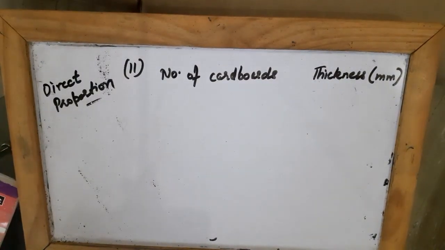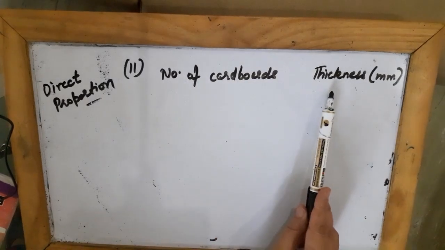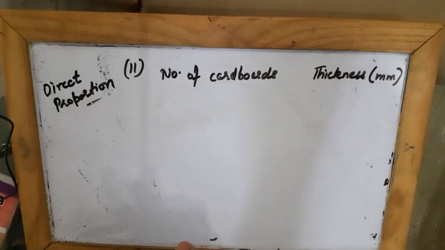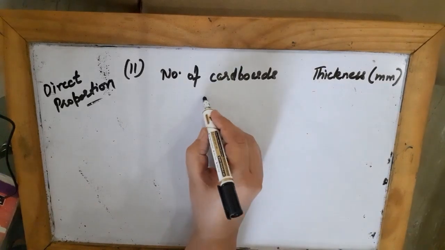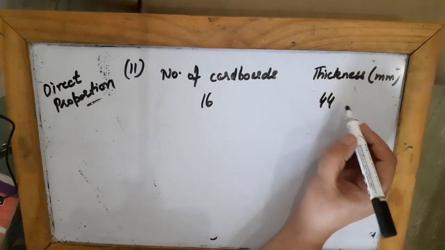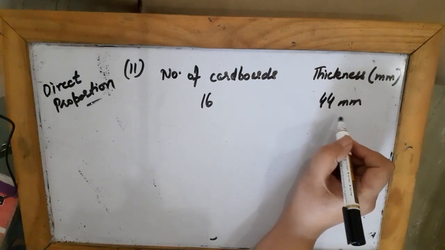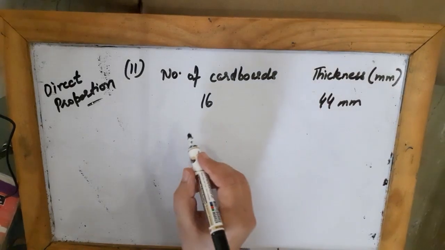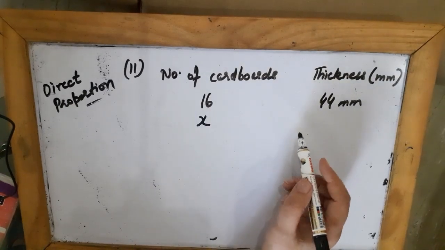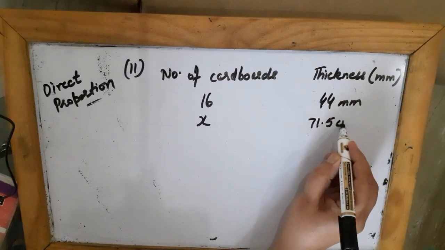If the thickness of a pile of 16 cardboards is 44 millimeters, so the two things given in this are number of cardboards and its thickness when they are put together in a pile, एक ढेर लगा देते हैं, put together. So they are saying that if 16 cardboards are put together in a pile, their thickness is 44 millimeters. Now they are saying how many cardboards. So I have to find the number of cardboards. How many cardboards will be there in the pile which is 71.5 centimeter thick.